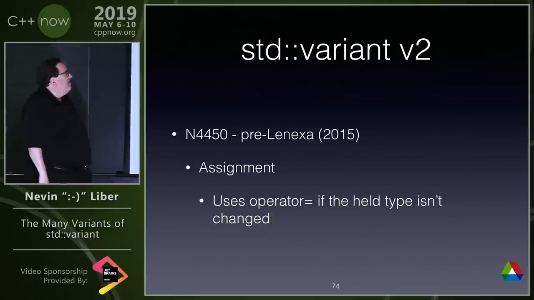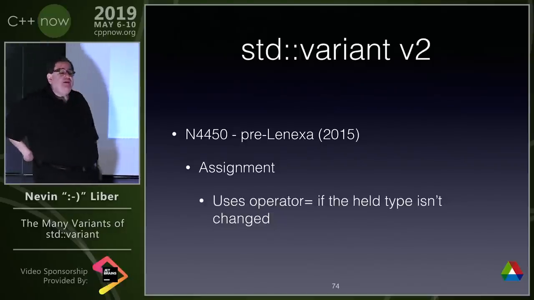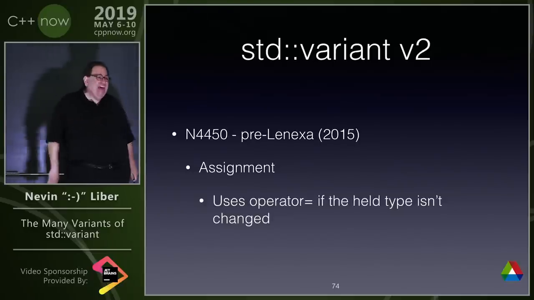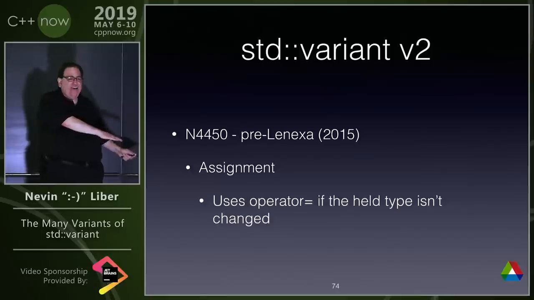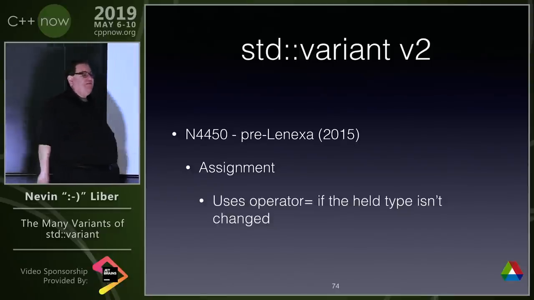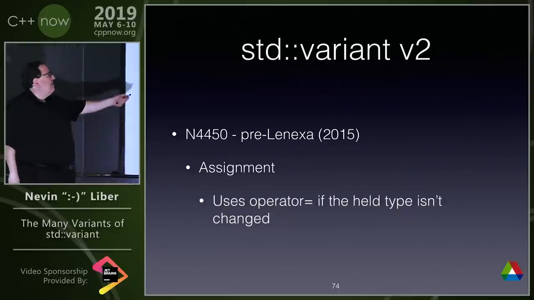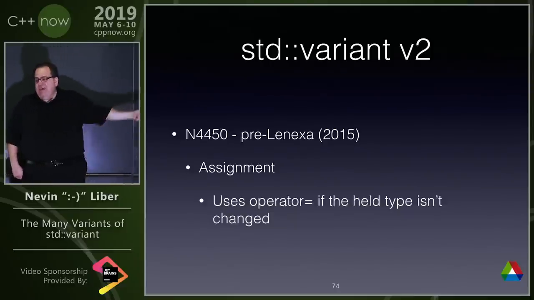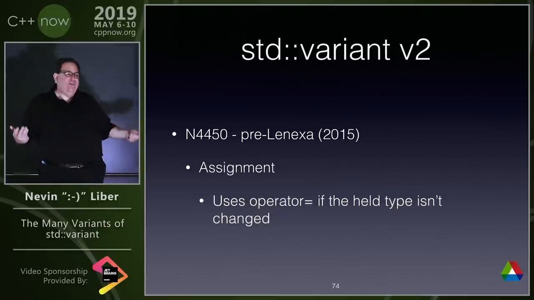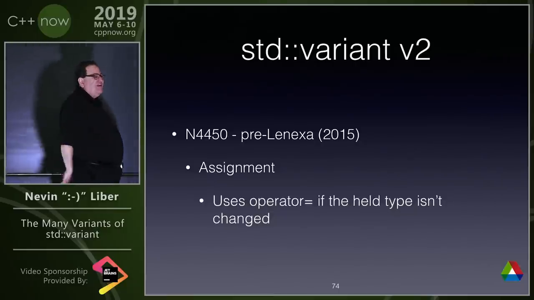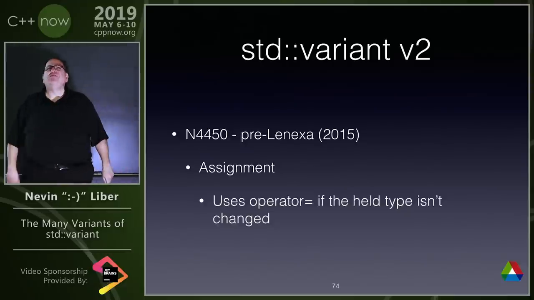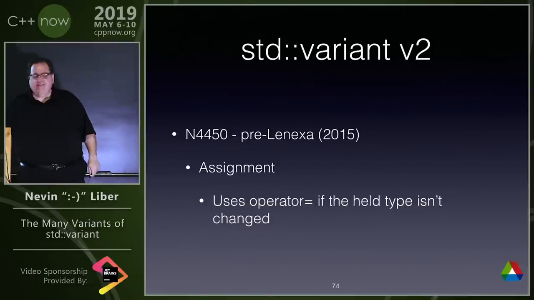About that time, he actually asked if I wanted to be a co-author on it, and I said, not after optional, no way in hell, but I'm willing to do as much work as he wants behind the scenes to help get this through, because I really want this in the standard library. So version two, the next paper, is from Nekla. Assignment now, if it's homogeneous, uses the type's own assignment operator, not destroy then construct. And I believe if all the types don't have that, you don't get an assignment operator.